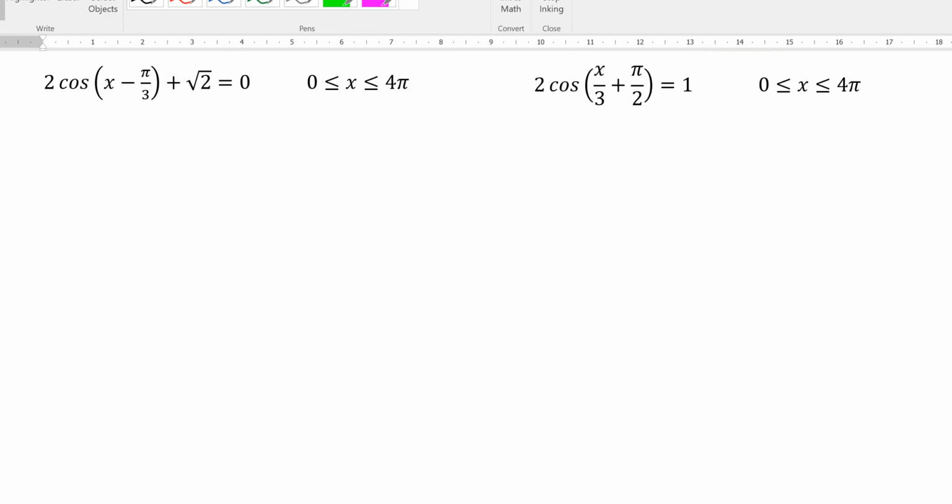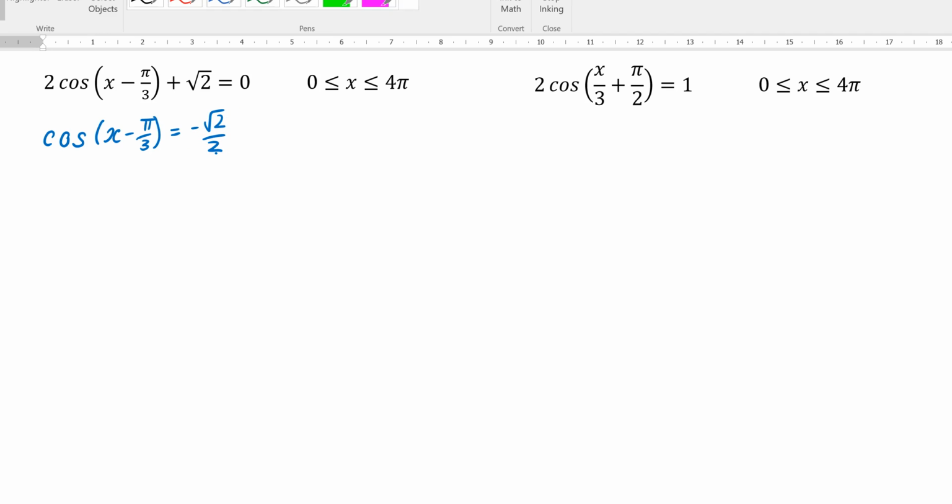Right, moving on, we'll now look at some cos functions. And you notice now I haven't got the graphs anymore. We don't want to have to draw those every time. We want to just do the algebra process. So remember, the first thing we want to do is to get the cos of whatever it's cosing by itself. So we're going to move the minus root 2 to the other side, and the 2 we divide by. So we're left with cos of x minus pi on 3 equals minus root 2 on 2.